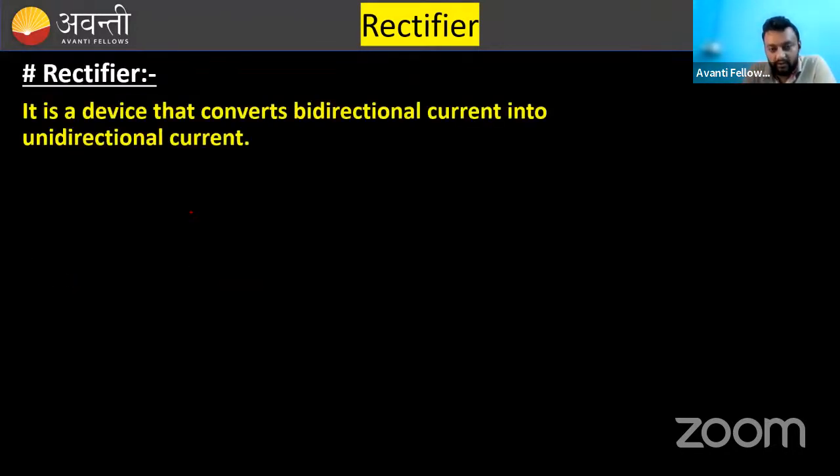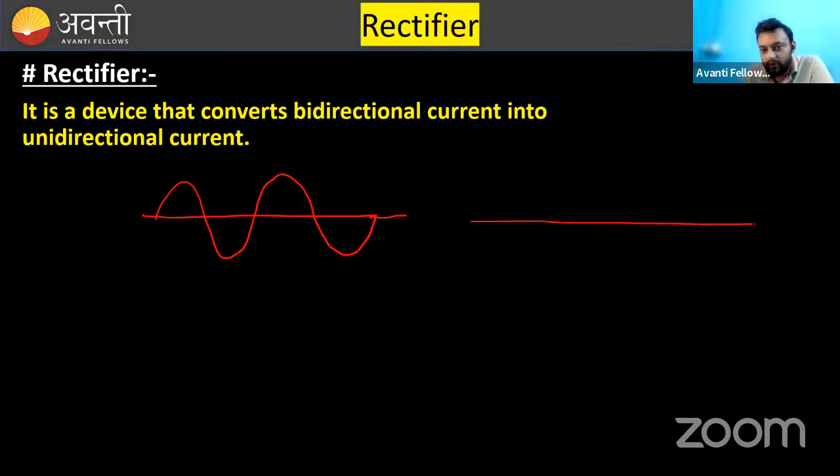Let's suppose this is a bidirectional current, which is sometimes called AC. And it converts it into a unidirectional current like this. This is the rectifier. One thing is clear. Very good, Balveer Jha.